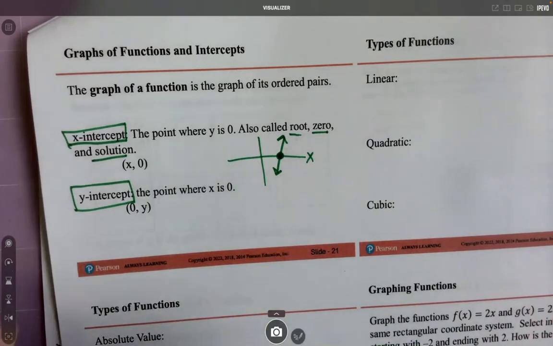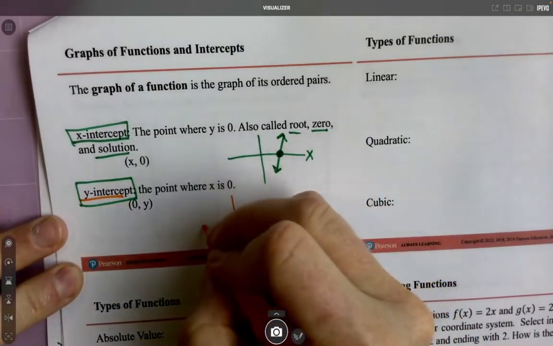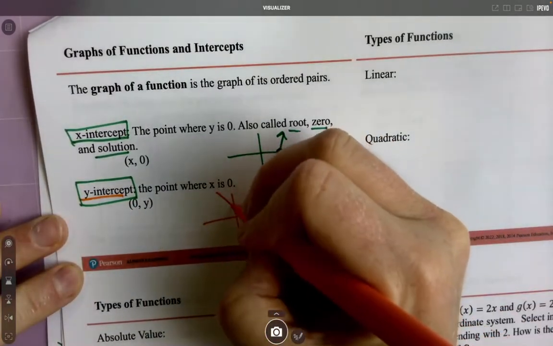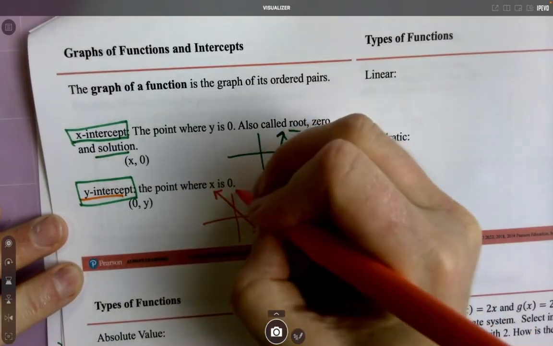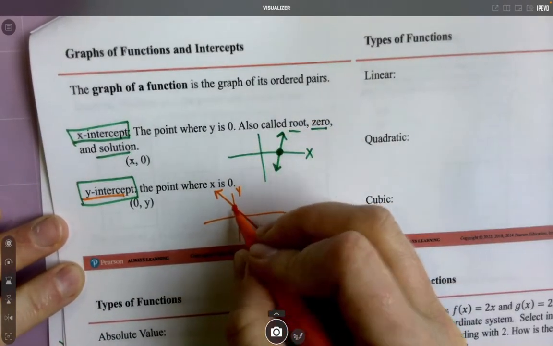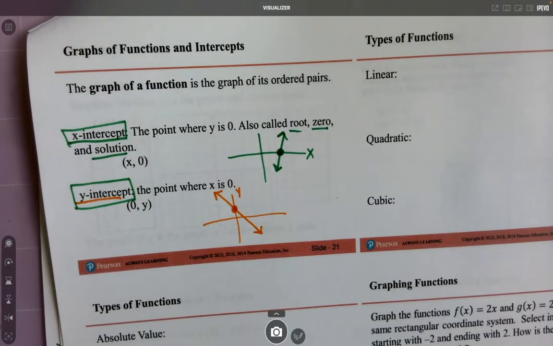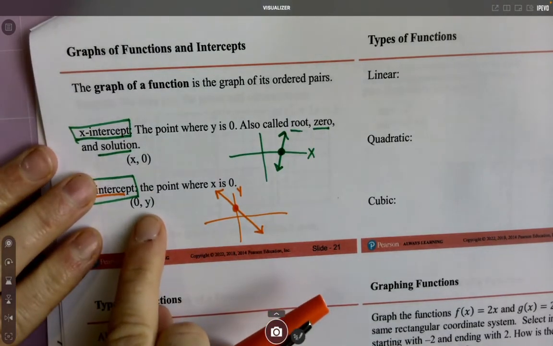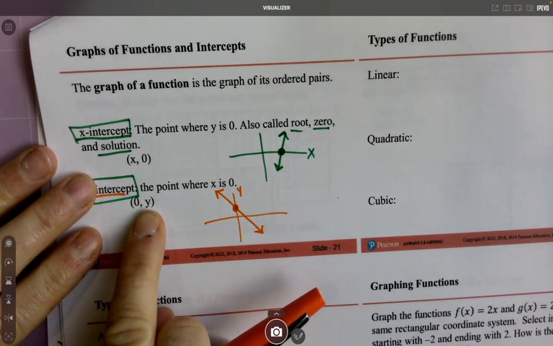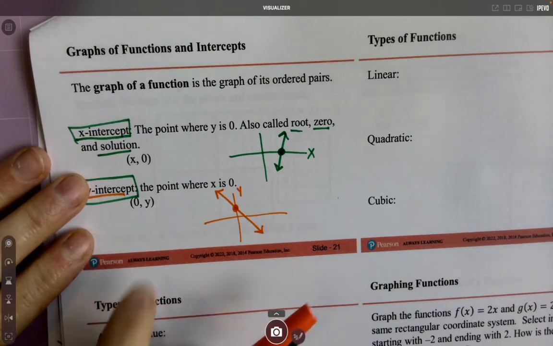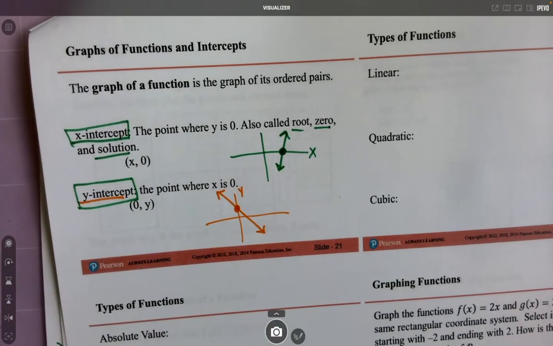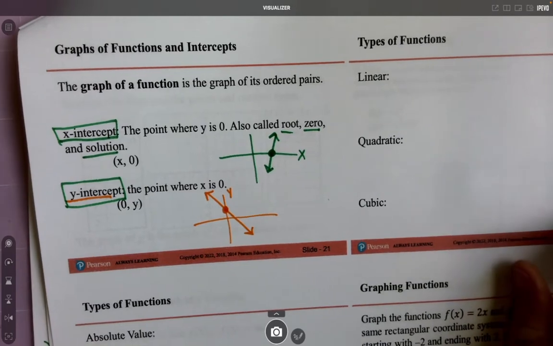Then for our y-intercept, if we have a graph, let's say it's like this. This is our y-axis, so this is our y-intercept. So it's 0 for x, a number for y. If they go through the origin, 0, 0, that would be an x and y-intercept. They could be the same.